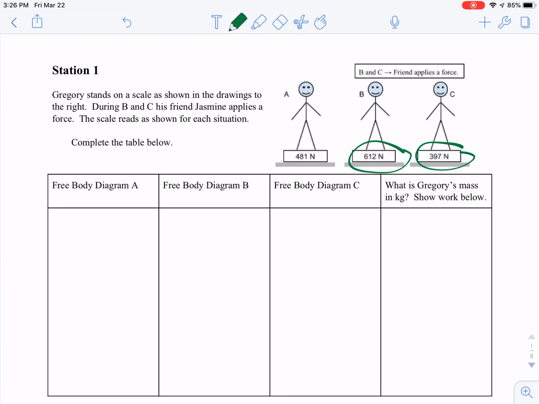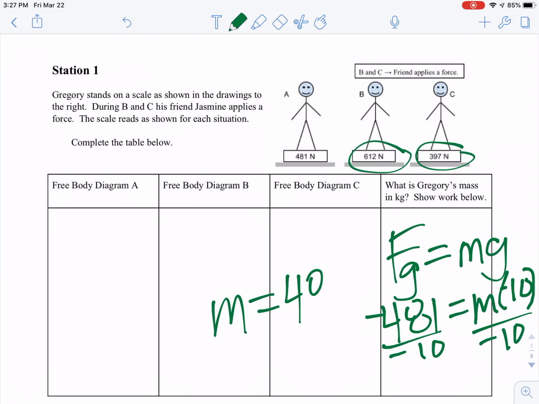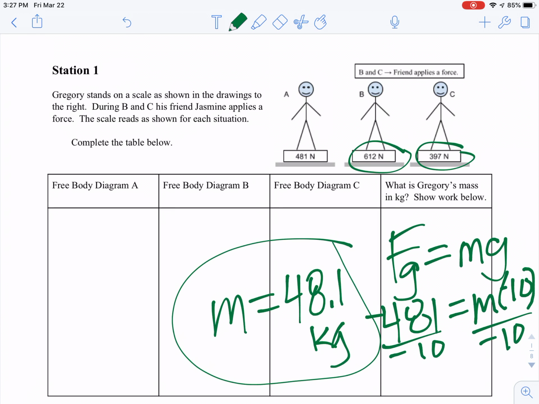All right, last one. What's Gregory's mass in kilograms? We know force of gravity equals mg. We know his force of gravity is 481. We know his mass is m, and then g is 10. We really could do negative 481 and negative 10. Doesn't matter. So we divide by negative 10, and we get that his mass is 48.1 kilograms. There you go.